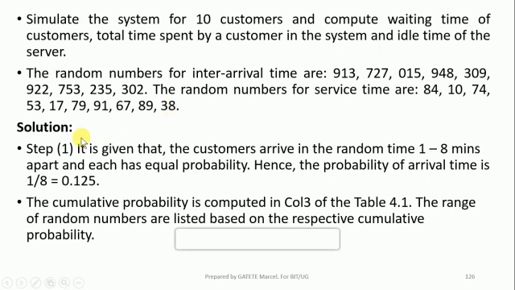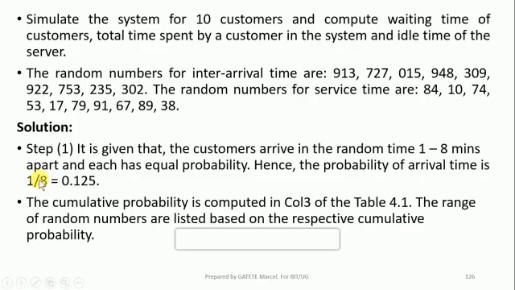So, what is the solution? Step 1. It is given that the customers arrive at random times ranging between 1 and 8 minutes apart. It means they have equal probability. So the probability of arrival time will be equal to 1 out of 8.